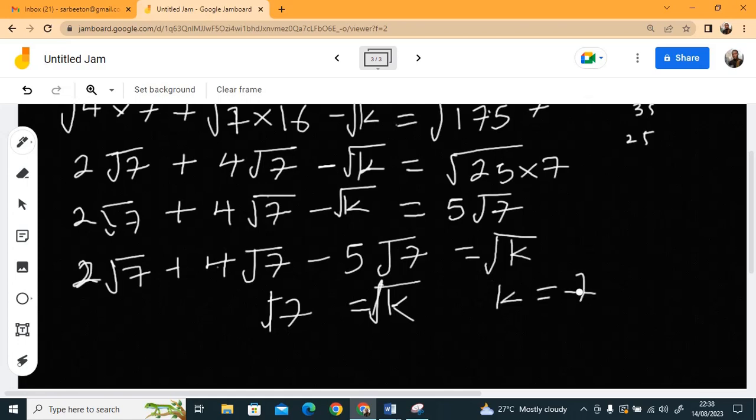I hope you understand surds now. Sorry for this inconvenience for this last one, but I'm very sure you understand how surds work.